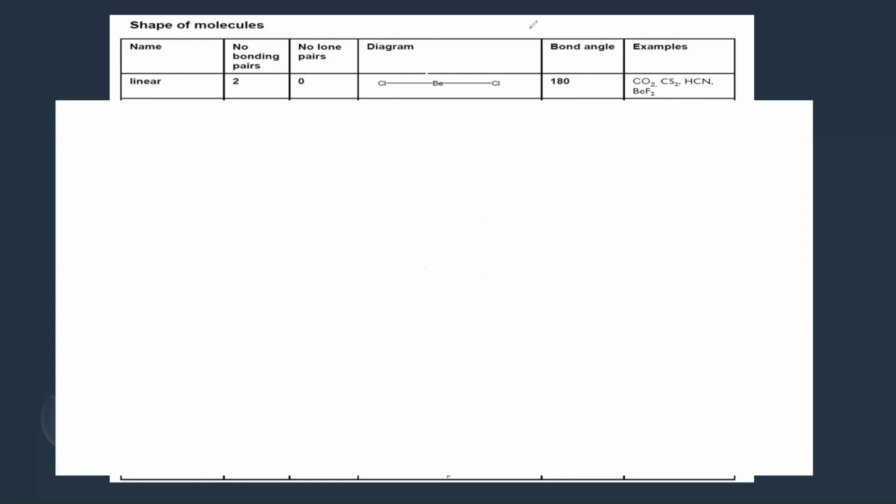This is the bond angle. So what will the bond angle be? The bond angle will be 180 degrees. Examples are carbon dioxide, carbon disulphide, hydrogen cyanide, and BF2.